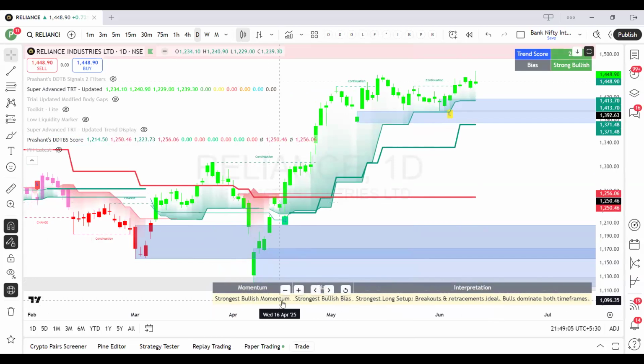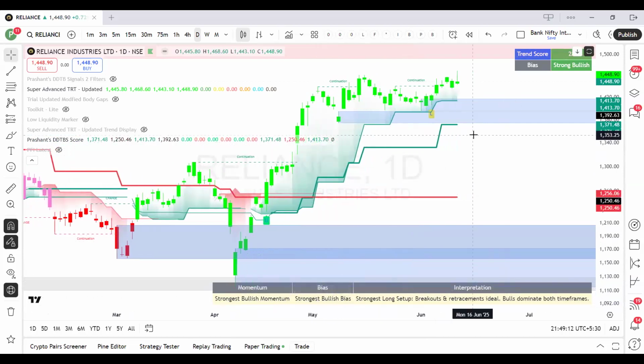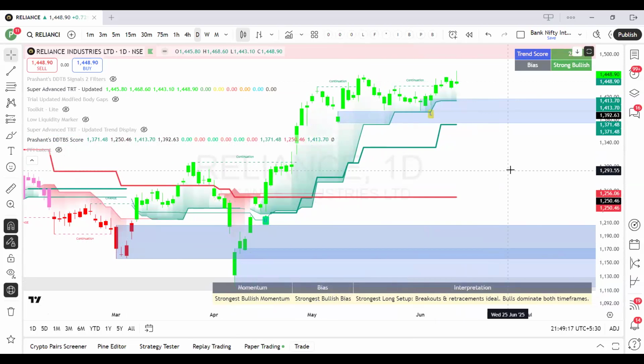It shows the momentum is strongest bullish momentum right now, and the bias is strongest bullish bias. And what should we do? Interpretation is strongest long setup. So breakouts and retracements are ideal. Bulls are dominating both time frames right now. So even breakouts and retracements, everything should be taken as a bullish entry. Here we had a breakout, price came, gave a retracement entry. This should have been bought because everything is bullish and it already gives us a clear cut interpretation that everything is bullish. So just buy.